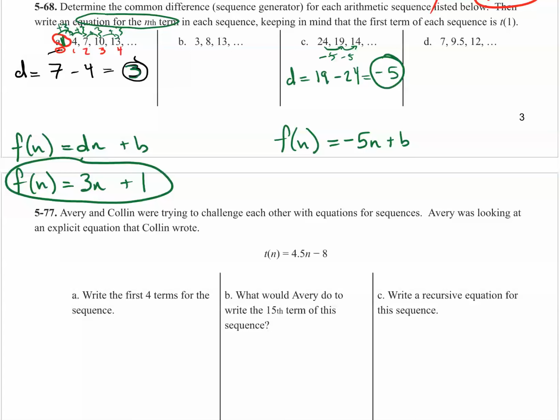Now we need to find the 0th term. So this is the first term, second term, third term, fourth term, and so on. But what would the 0th term be if we went back in time? What number would be here so the pattern would continue? The pattern being minus 5. If you said 29, you are right. 29 minus 5 is 24. So the 0th term is kind of like the y-intercept, or the starting value.